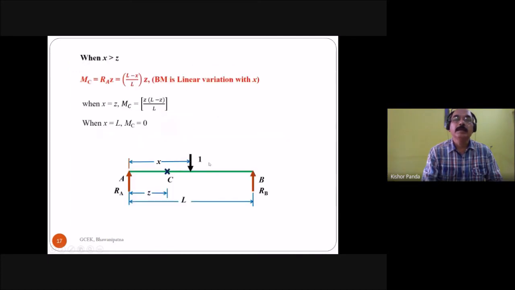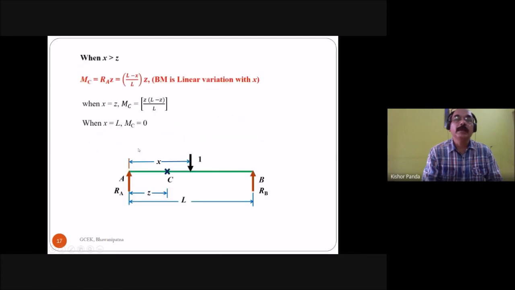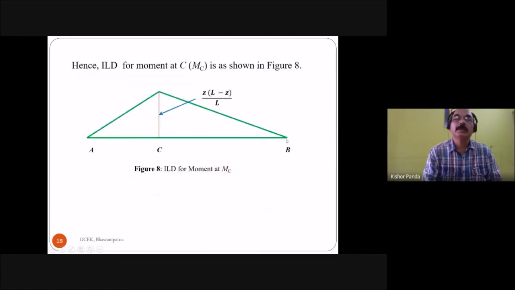Then on the right side, when X is equal to Z, MC is equal to Z into L minus Z by L, the same. And when X is equal to L, MC is equal to 0. So this is the influence line diagram for moment at C. This is the ILD for moment at C that you can plot.